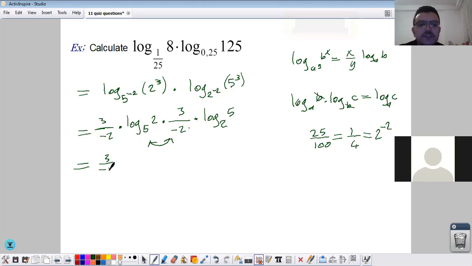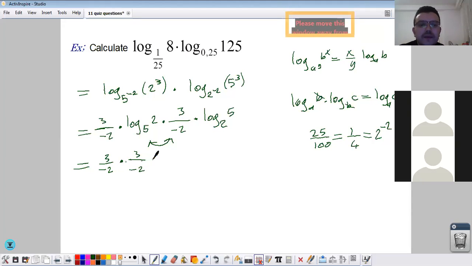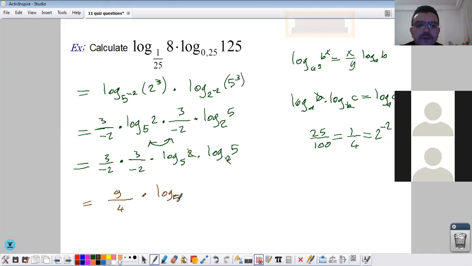3 over minus 2 times the next number, 3 over minus 2. And then times this logarithm comes, log base 5 of 2. And then the other logarithm, log base 2 of 5. So now 3 times 3 makes 9, minus 2 times minus 2 makes positive 4. And then we can simplify these two of them. Then there will be log base 5 of 5, which is equal to 1. And then the final result is 9 over 4.